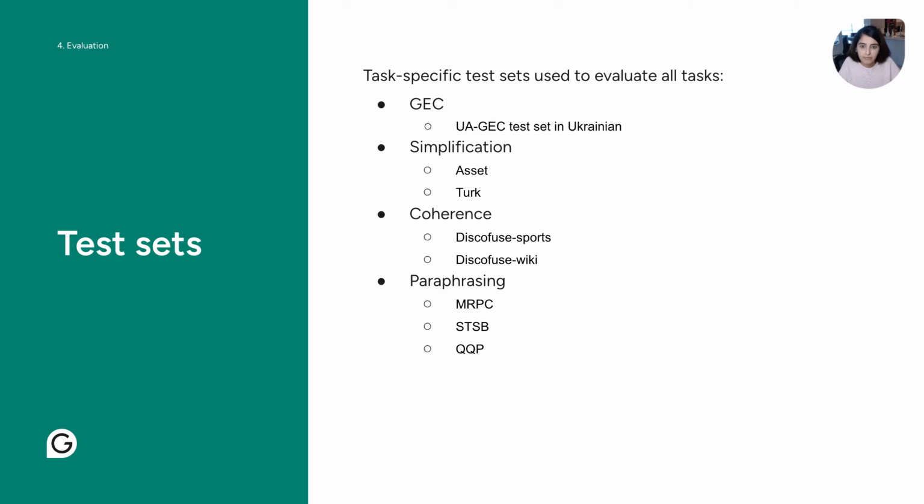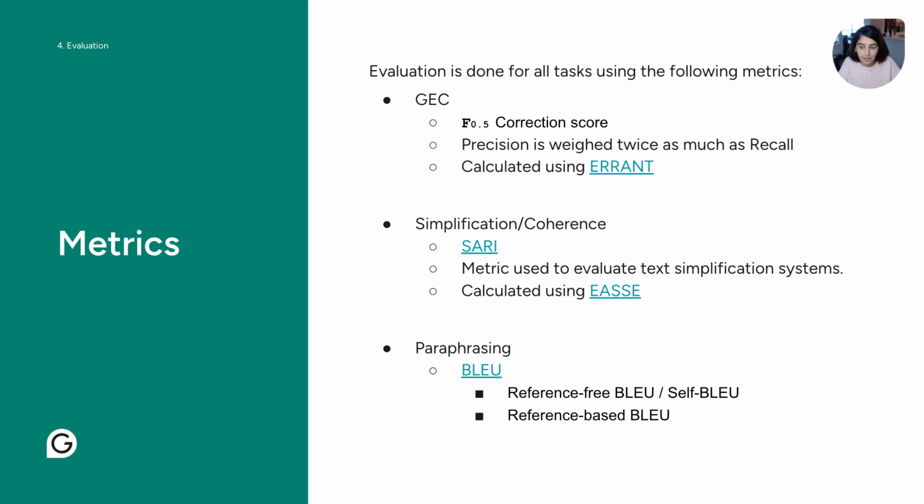These are the test sets that we have used to evaluate across all the 4 tasks. For GEC, we have a Ukrainian test set that has been publicly released as part of the GitHub repo. And for simplification, coherence, and paraphrasing, we use the Ukrainian translations of English datasets for evaluation.